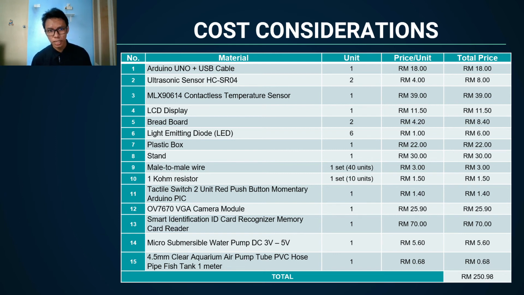And for the other components, the processor itself, the Arduino, is really cheap, only RM18. And the camera is about RM25.90, which is still acceptable for the price of a camera compared to other brands. And the other minor components, such as the aquarium air pump tube, are used for our contactless hand sanitizer. That's why we are putting two alternate sensors, one for the main device and the other for the hand sanitizer.